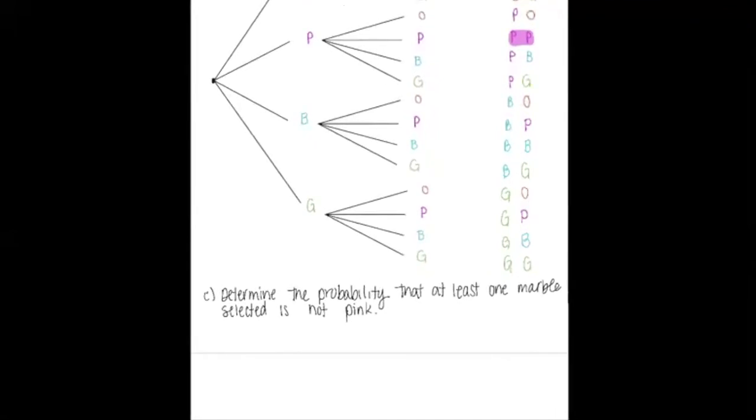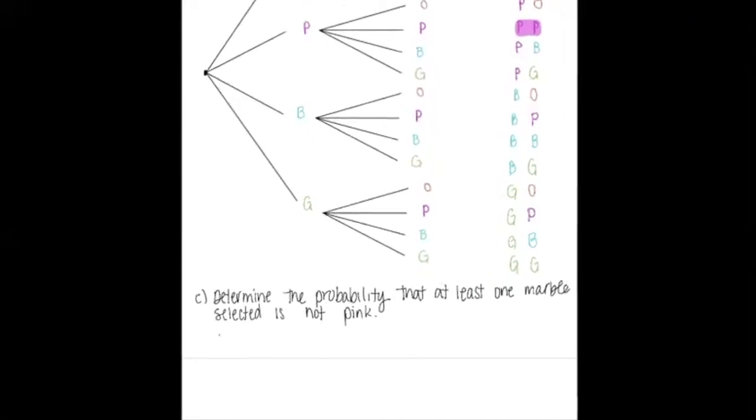Using that formula, I'll show you it's the same thing. The probability of at least one non-pink is equal to 1 minus the probability this event doesn't happen, which means they're both pink. That's 1 minus 1 out of 16 times to give you a 15 over 16 chance.